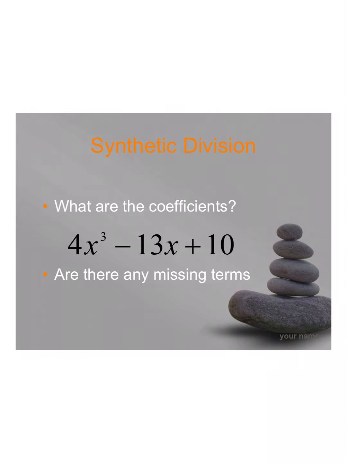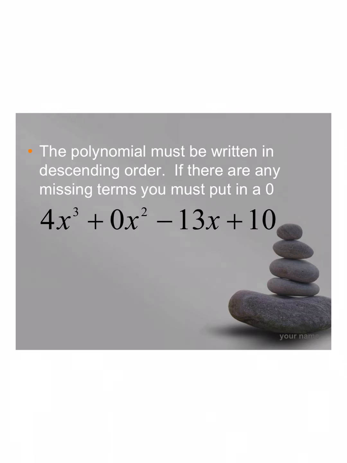We always want to make sure that we're writing things in descending order so we don't mess anything up when we divide. And notice we have 4x cubed, and then we jump straight down to negative 13x, which means we are missing an x squared. Whenever we're missing terms, we have to represent them with something. So the question then becomes, how do we do that?